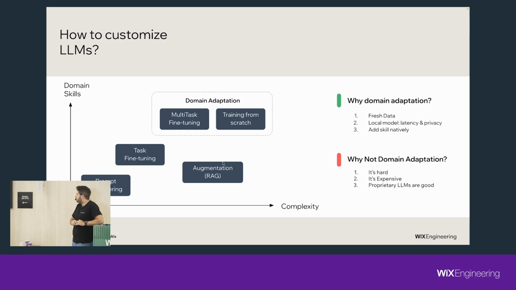Why might you not want to go with domain adaptation? First of all, as I'm going to present today, it's not that easy. It's quite hard and expensive. You need to spend money not only on the training itself, but mostly on the data curation and understanding how to do that. And lastly, you really want to rethink whether to go with domain adaptation, because currently we see, and you see it as well, that proprietary LLMs, as is, have very good performance. Okay, so just keep it in mind.